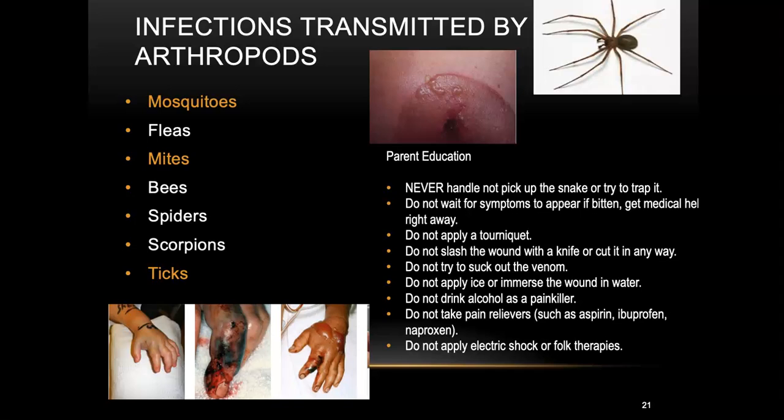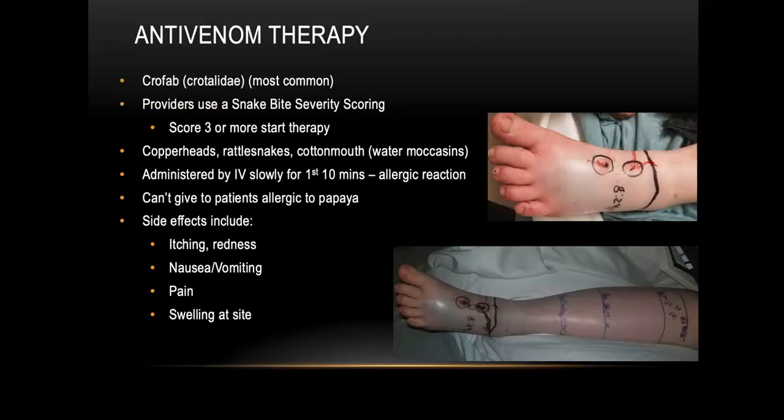Yeah. Let's take a look at what we do for anti-venom therapy. Crofab, there's another one, but Crofab is the most common anti-venom in the United States. They actually had the market until this new one just came out. There is a whole indicator that we do to score whether or not we need to give Crofab or not.